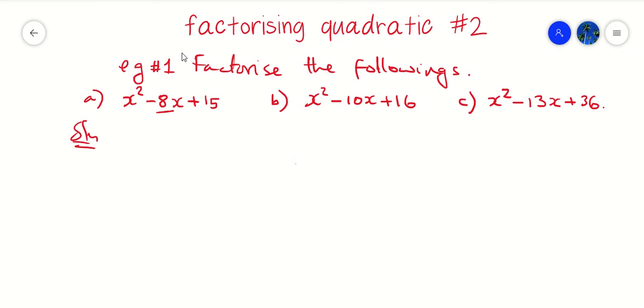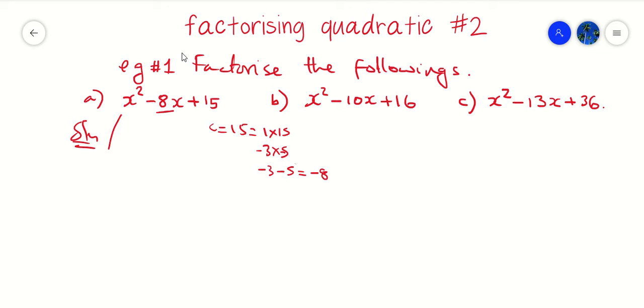Solution ya part A, tunayo c is equal to 15. Kwa hiyo factor za 15 ni 1 times 15, 3 times 5. Tunatizama katika factor za 15 ambazo tukizisplit zitatupa negative 8. Na hii we need to be careful here. Mfano wa mwanzo ilikuwa ni positive, lakini sasa middle term b yetu ni negative. Kwa hiyo we need to give this a negative and this is negative. Kwa hiyo tukiwa nayo minus 3 minus 5, this will give us minus 8.